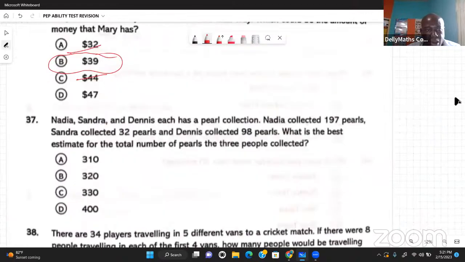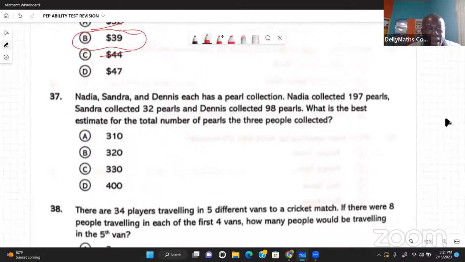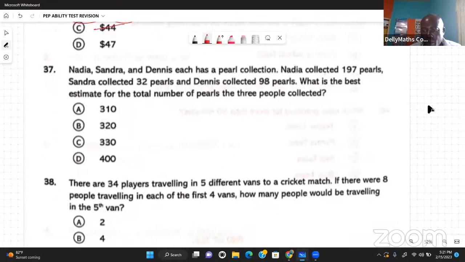Right? Let us see. Going down to the end now, almost there. So we're talking about Nadia, Sandra, and Dennis, each has a pearl collection. Nadia collected 197 pearls. Sandra collected 32. Dennis collected 98. What is the best estimate for the total number of pearls the three of them collect?